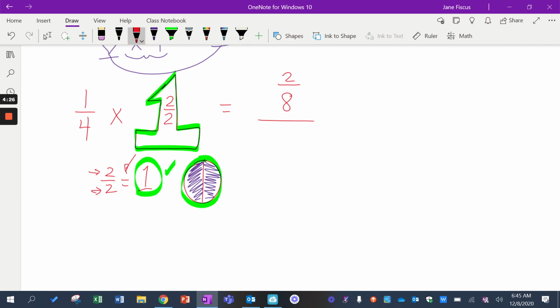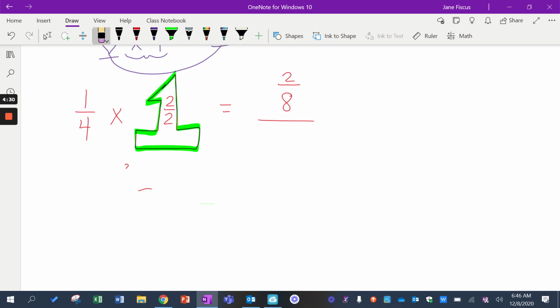Let me see if I can show you a picture of that. Let me erase all this picture work, if I can, and show you that 1/4 that we started with. That's 1/4, right? Those are divided into fourths, so here's 4th. All right, let me take a different color and divide this into 8ths.